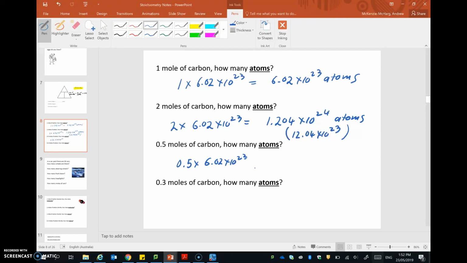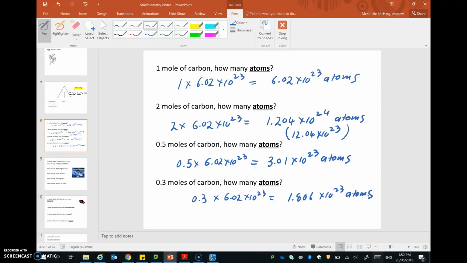So we're really just taking the number of moles and multiplying by Avogadro's number, and that tells us how many particles there are. In this case, the particle that we're concentrating on is atoms. In subsequent questions, you'll see that we look at not just atoms, but molecules as well. Last one, 0.3 of a mole. And we should get this number, which is 1.806 by 10 to the 23 atoms.